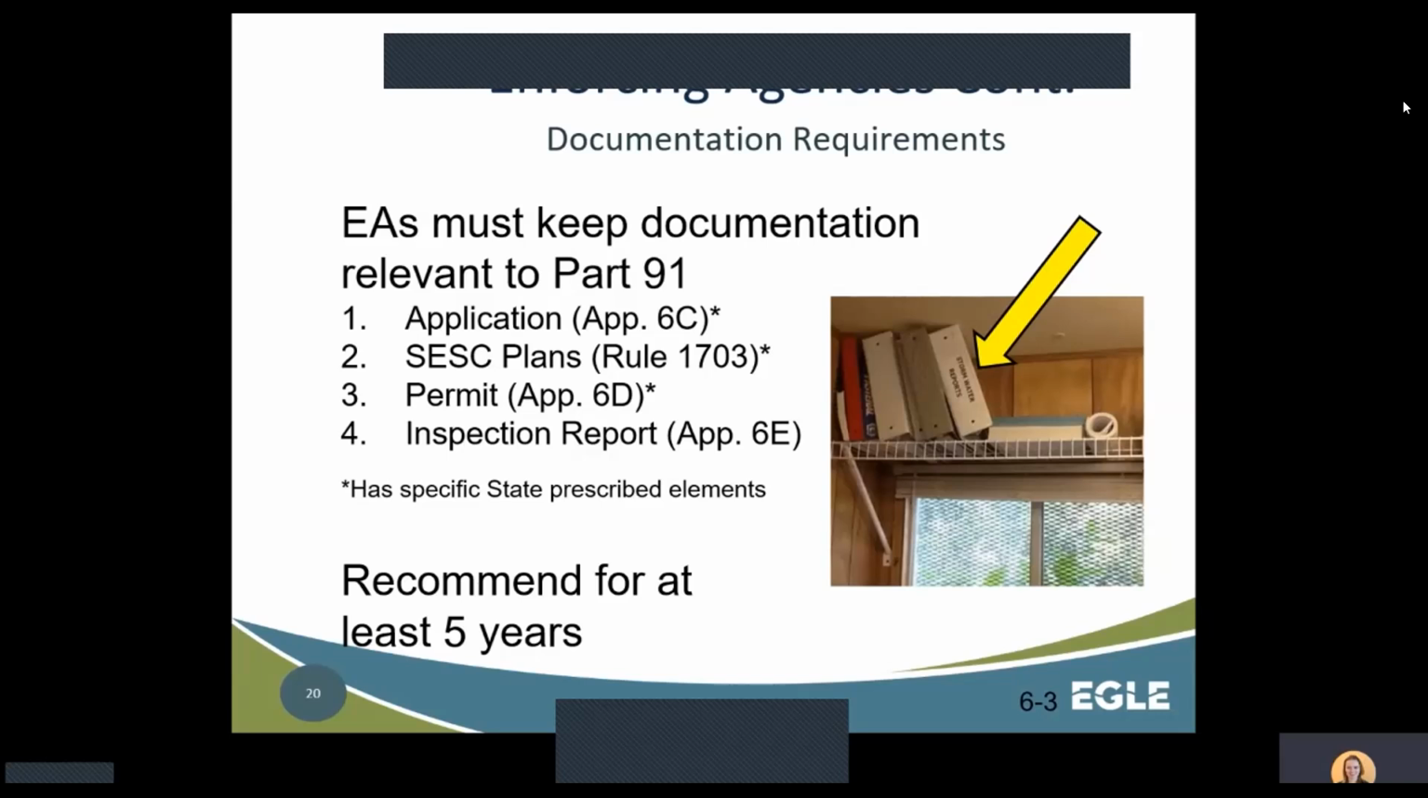During an audit, EGLE staff will ask to see your inspection reports. This is your documentation that you are monitoring a site. An agency will not pass their audit if documentation of inspections cannot be provided.